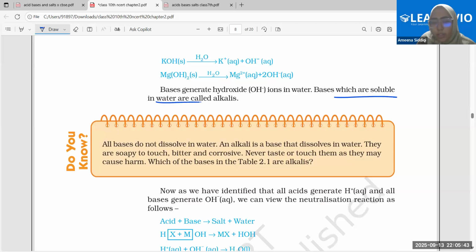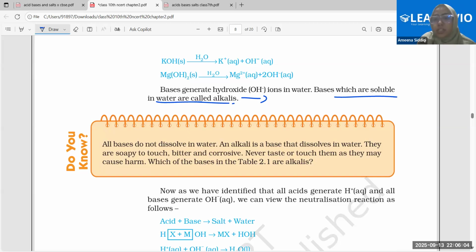Bases which are soluble in water are called alkali. Quickly, an example of an alkali: sodium hydroxide, potassium hydroxide, calcium hydroxide. Sodium hydroxide is NaOH. Good.